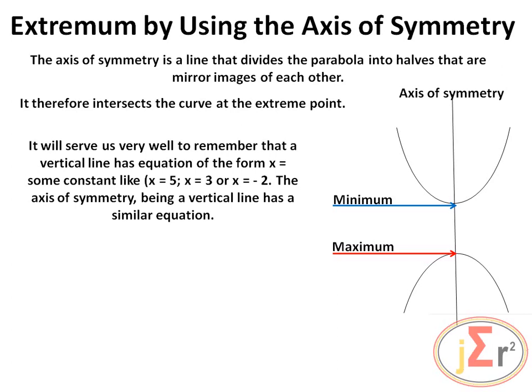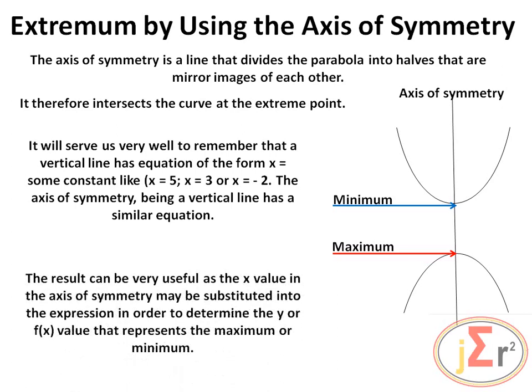The axis of symmetry, being a vertical line, has a similar equation. So it is going to be similar to those equations that we have right there. The result can be very useful, as the x value in the axis of symmetry may be substituted into the expression in order to determine the y or f of x value that represents the maximum or minimum.